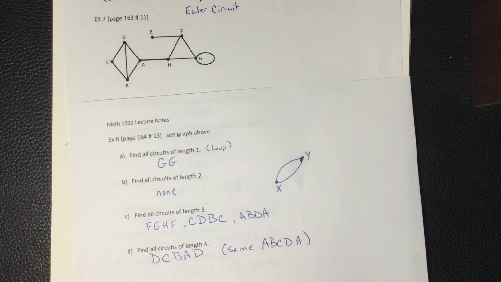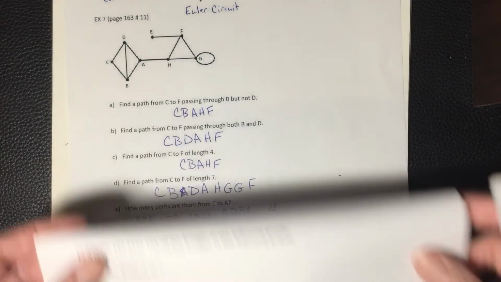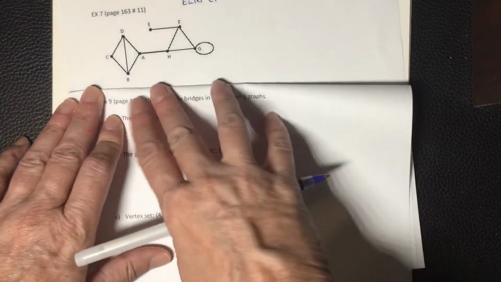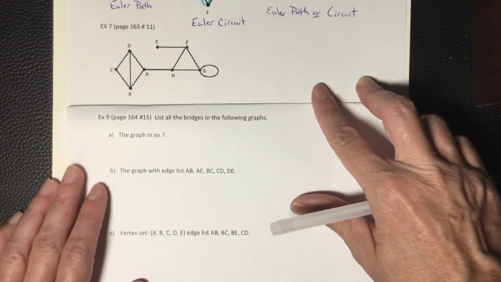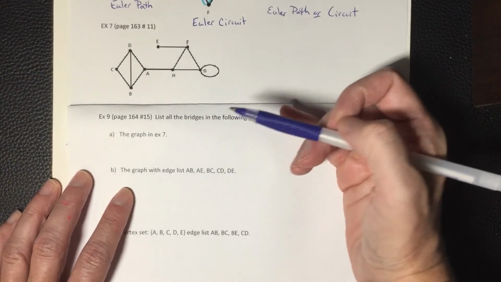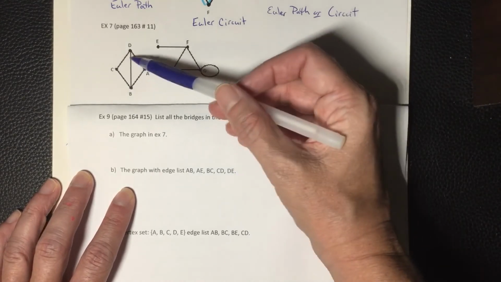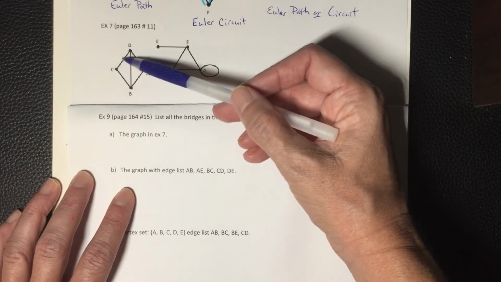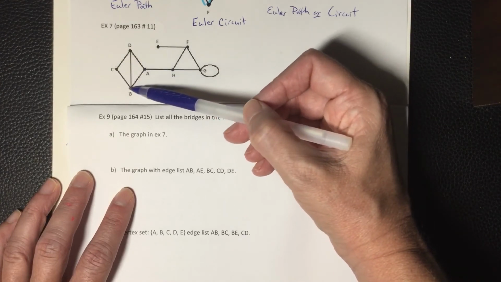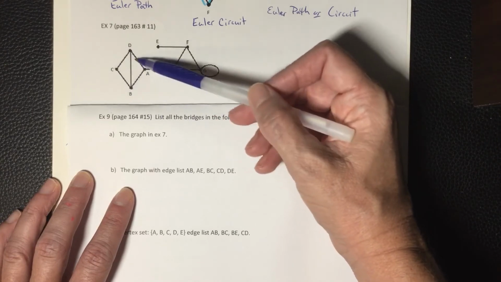All right, now we're going to look at example 9. Here we're asked to list bridges. For the first example, it's still referring back to this graph. Remember, a bridge is an edge that if I take it out, it breaks the graph into different components. If I take anything out over here, for example, if I take out CB, my graph is still connected. I can still get from C over to B even if I take that edge out. So nothing over here is a bridge.